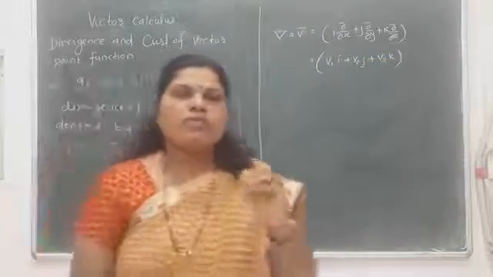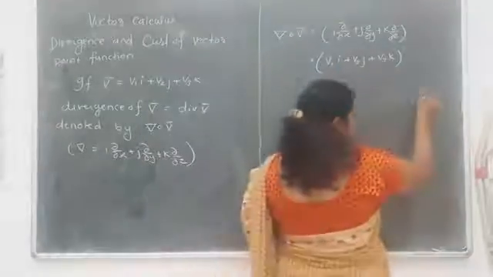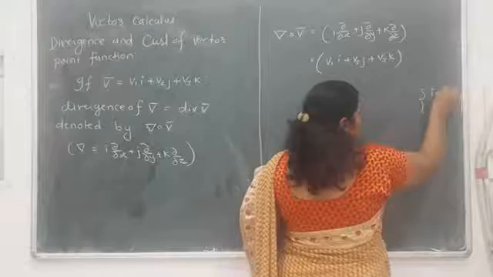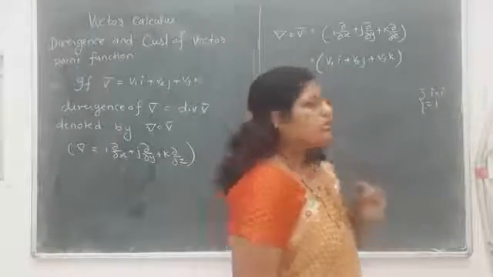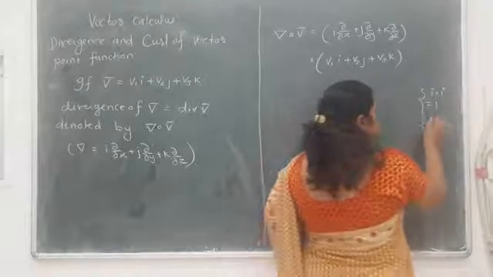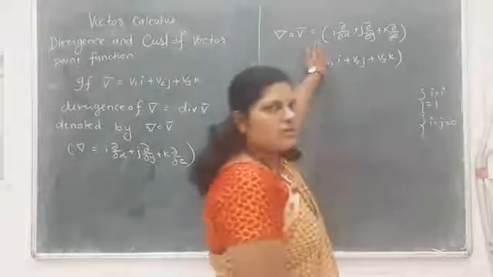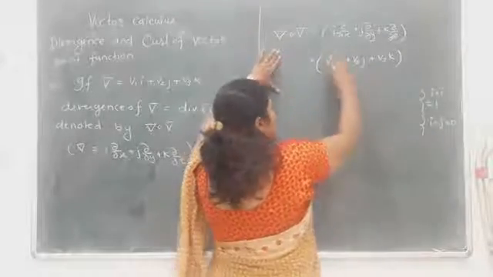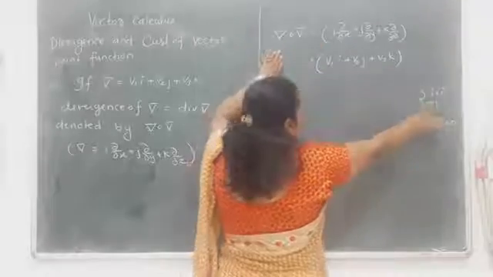Now we know that the dot product of two same unit vectors is 1, that we have seen in the previous lecture, that is i dot i equals 1. If you take i dot j, it becomes 0. So we take here i dot i, and we know that it becomes 1.